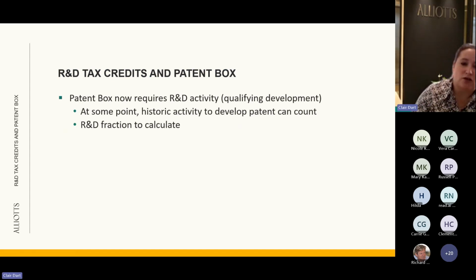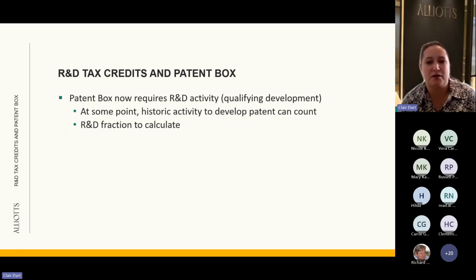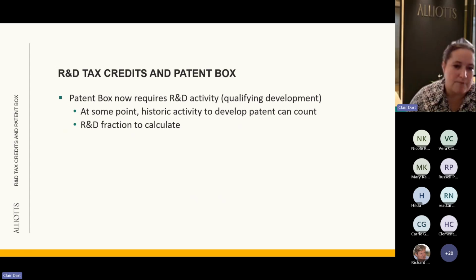Patent box now also requires there to be an R&D activity. So it's a fairly detailed calculation, and we have to calculate what we know as the R&D fraction. If the fraction is 0, i.e. there's no R&D activity, then there's no claim for patent box. So we need to have some R&D activity in order to make the election.